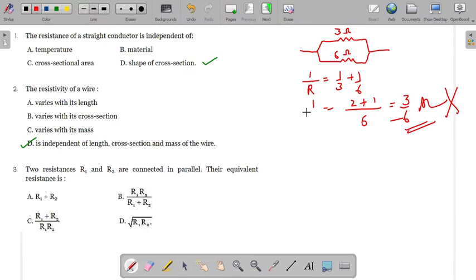As you know, you had calculated the value of 1 upon R. So for getting the value of R, you should reciprocate it. So when you reciprocate it, you will get R equals 6 by 3, and then 2 ohm is the right answer. This one is the right answer. So most of the students forget to reciprocate it.